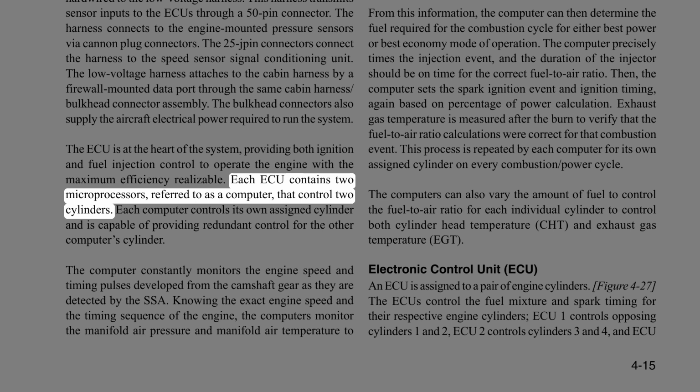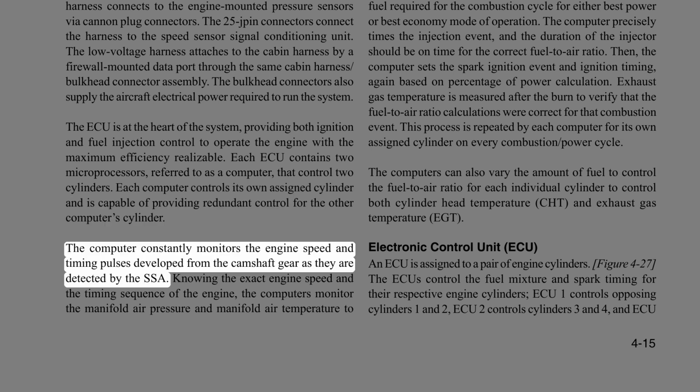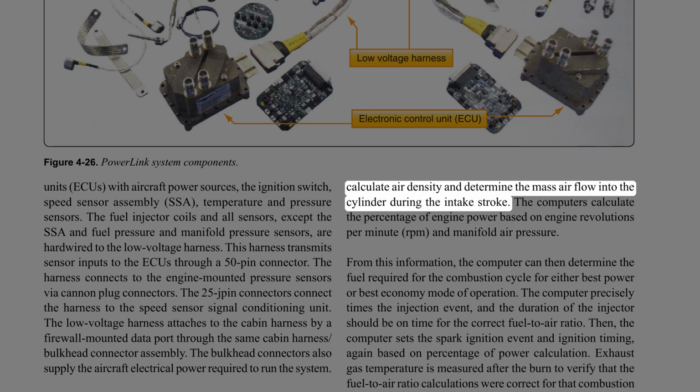Each AQ contains two microprocessors, referred to as a computer, that control two cylinders. Each computer controls its own assigned cylinder and is capable of providing redundant control for the other computer's cylinder. The computer constantly monitors the engine speed and timing pulses developed from the camshaft gear as they are detected by the SSA. Knowing the exact engine speed and the timing sequence of the engine, the computers monitor the manifold air pressure and manifold air temperature to calculate air density and determine the mass airflow into the cylinder during the intake stroke.